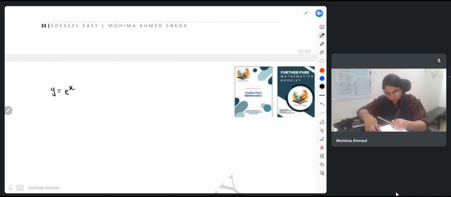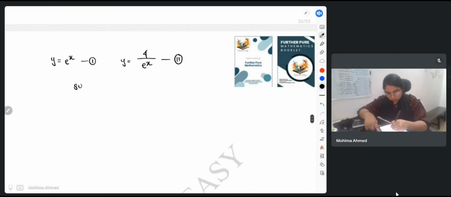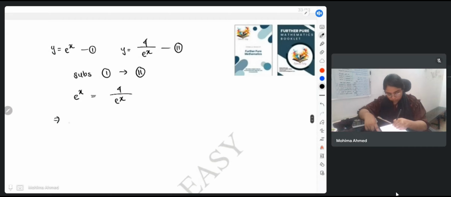Equation 1 was e power x. This is equation 1, and another equation would be 4 e power minus x. Let's write this as a fraction because we have e power minus x, which means e power x was originally in the denominator. And obviously I have to substitute this time. So substituting 1 into 2, e power x equals 4 over e power x. We take every e power x to the left-hand side. So e power x multiplied with e power x ends up as e power 2x. So e power 2x equals 4.